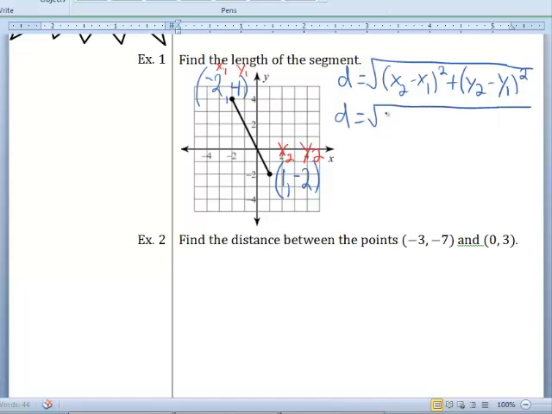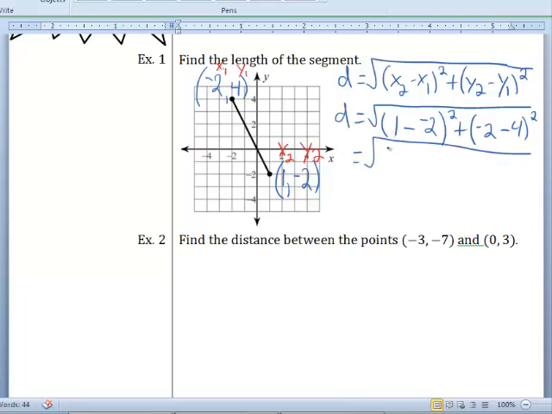Most common mistake I see is people don't keep that square root sign and they get the whole thing wrong because they dropped it. All right, x2 is my 1, so I've got 1 minus my x1, which was -2 squared, plus y2 is -2 minus my y1, which is 4 squared. All right, so I'm going to keep that going, keep the square root.